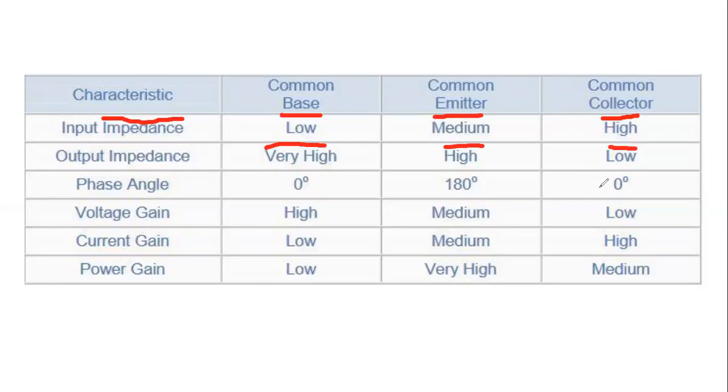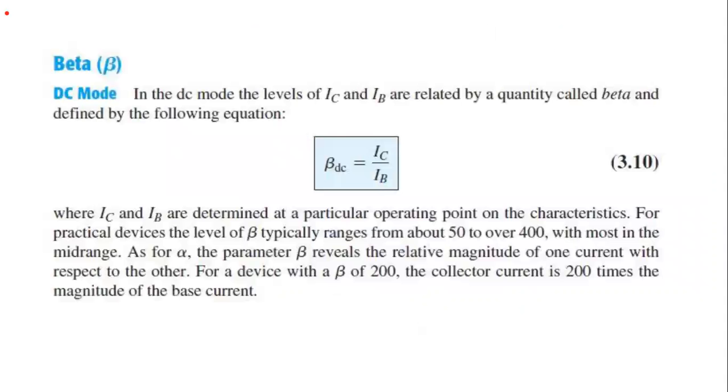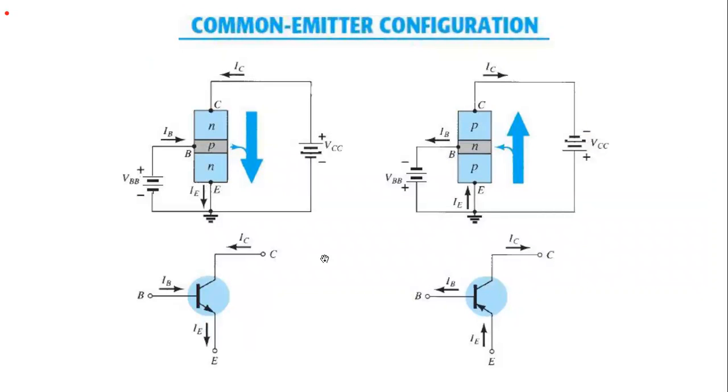Interesting thing from here is the phase angle of 180 degrees. In the common emitter, I forgot to discuss what this 180 degree phase shift is. Let me go to the common emitter one more time. Yes, this one is the common emitter.